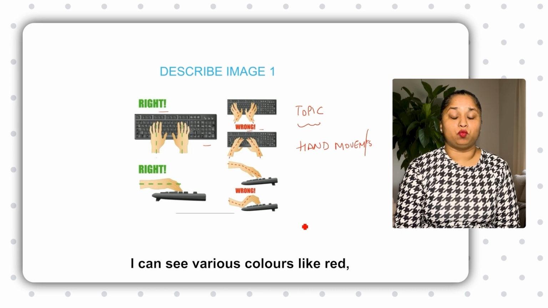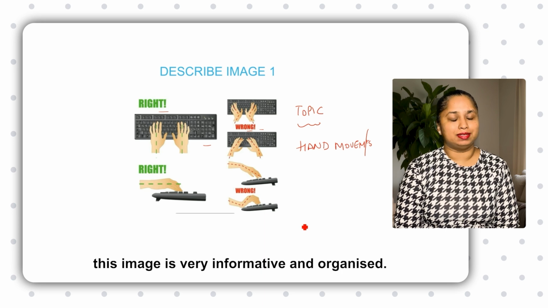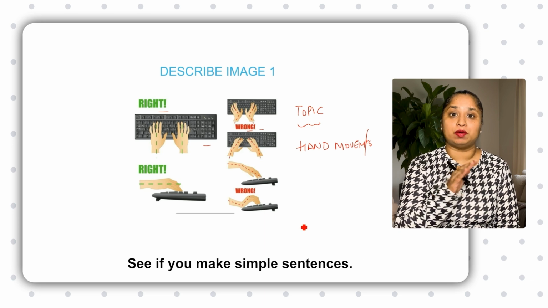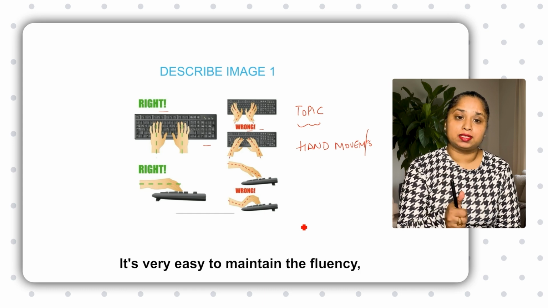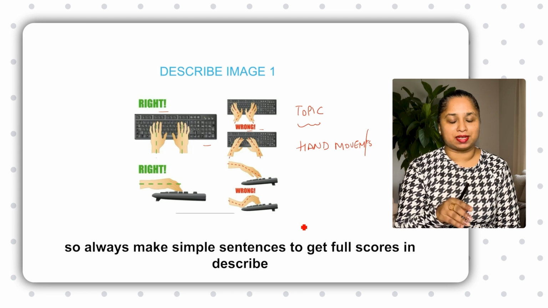On the screen, I can see various colors like red, green, black, brown. Overall, this image is very informative and organized. See, if we make simple sentences, it's very easy to maintain the fluency. So always make simple sentences to get full scores in Describe Image.